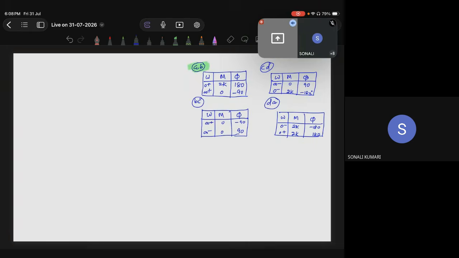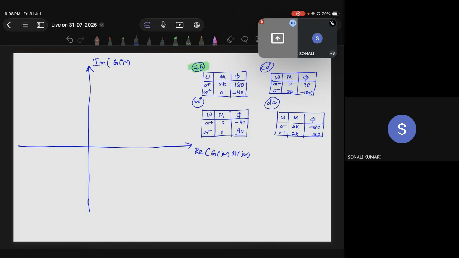So now what I do is I'll take the x-axis and y-axis. In the x-axis, the real part of G of j omega, H of j omega. In the y-axis, the imaginary part of G of j omega, H of j omega. Is this clear? Now, let's start with the first one.